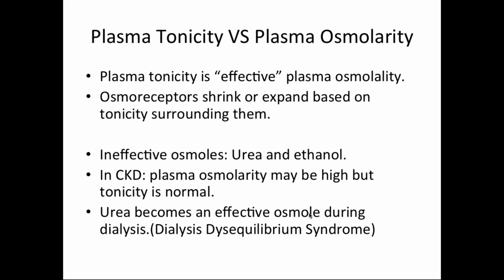And that quick decrease in urea, the cells, whether it's in the brain or the rest of the body, the cells cannot equilibrate the urea that fast. And so in that situation, the blood will have less urea, the cells will have more urea, and water will go inside the cells and can cause cerebral edema and dialysis disequilibrium syndrome.